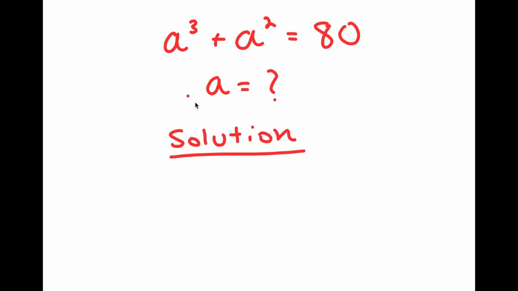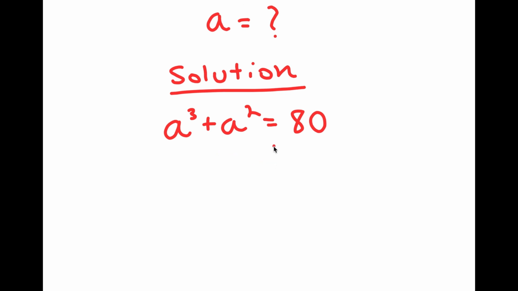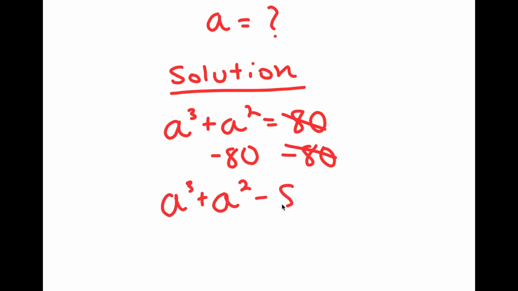I'm going to first start by rewriting my equation down here so I have a little more solving space. So my equation is a to the power of 3 plus a squared is equal to 80. I can subtract 80 on both sides, and now I get that a to the power of 3 plus a squared minus 80 is equal to 0.